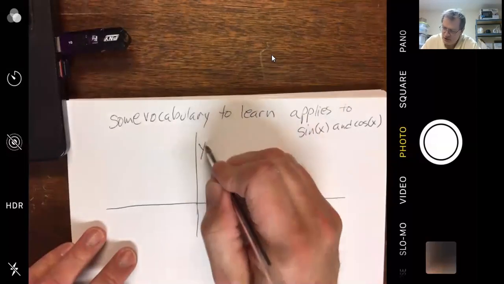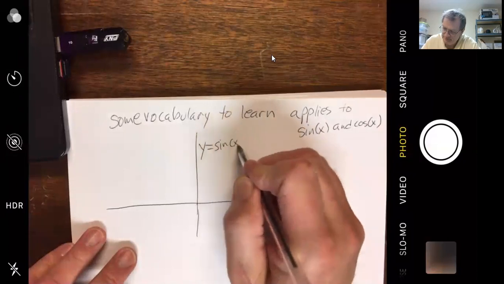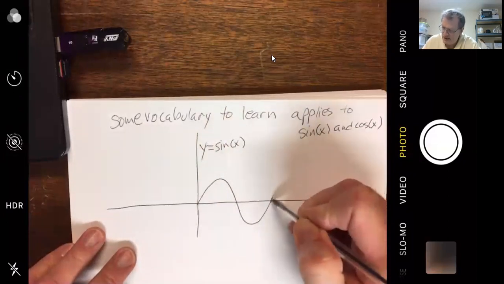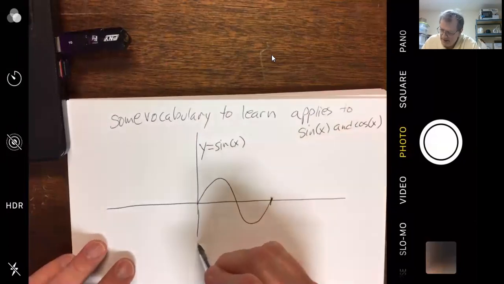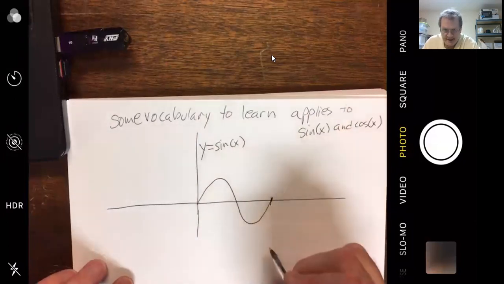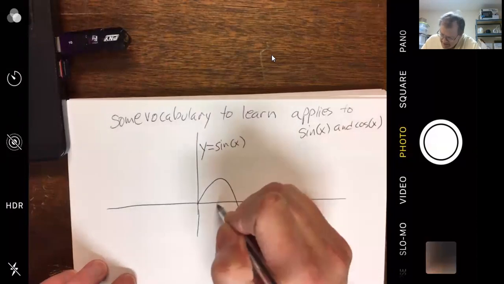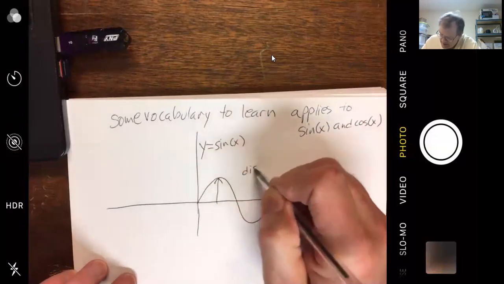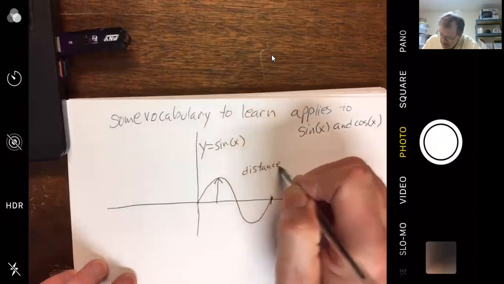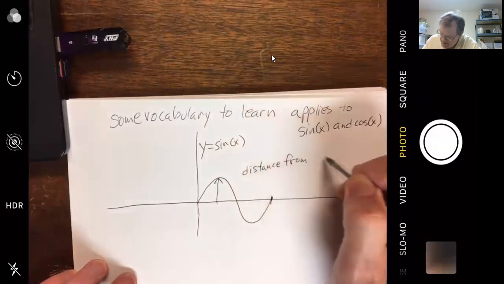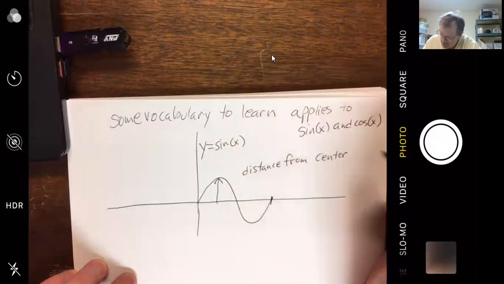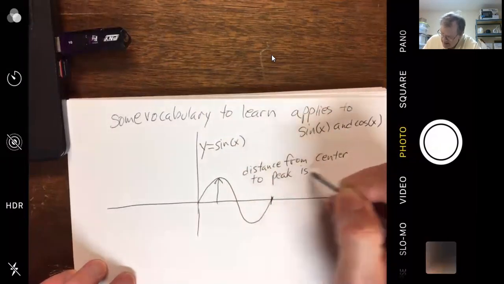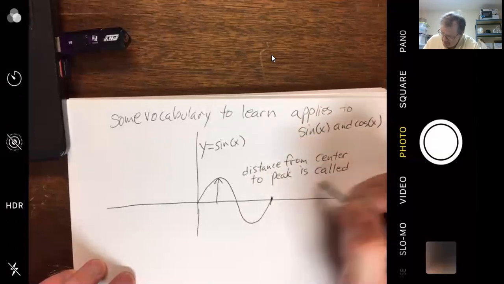But I'll just generically show it with a sine. Up, down, up, or back to here. This is, again, one period. The distance from center to peak is called amplitude.